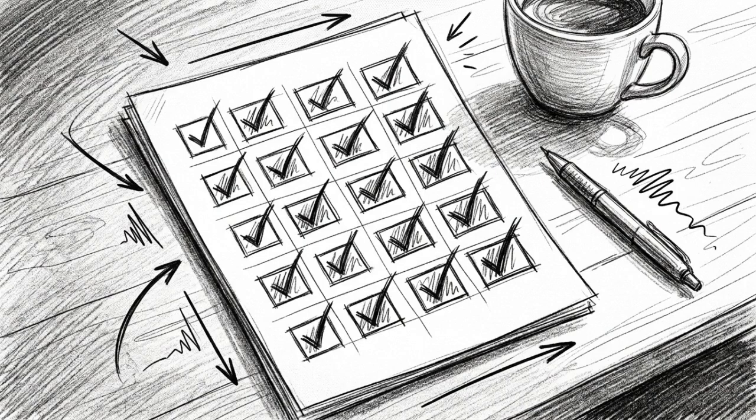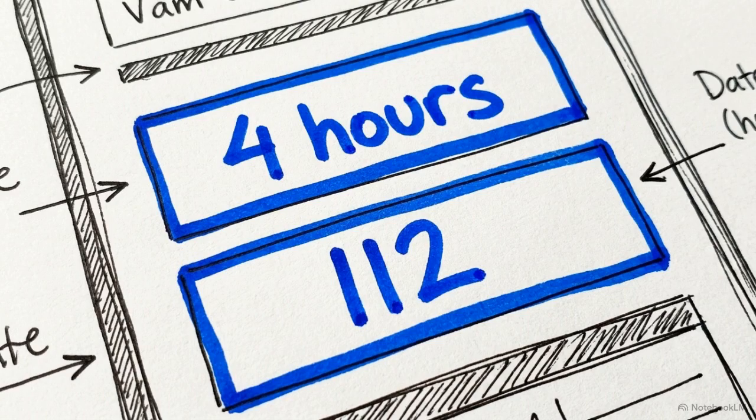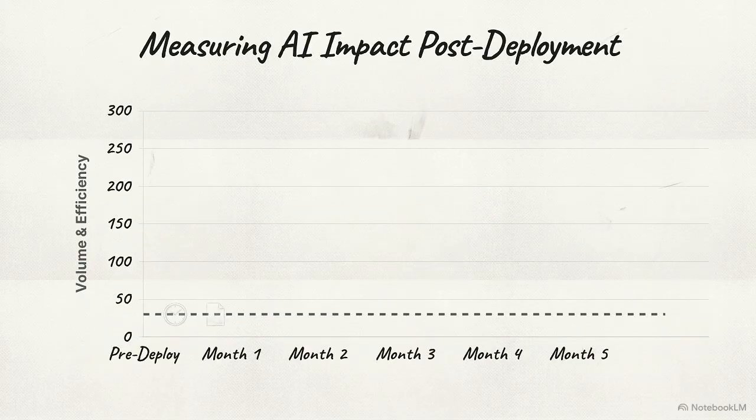Navigate to the Part 3 summary page. Conduct a final self-audit and score your confidence levels from 1 to 5 across all 5 sections we just completed. Below that, record your current baseline metrics. Document your existing lead response time and your current review count. We need these benchmarks to accurately measure the AI's performance once deployment begins.